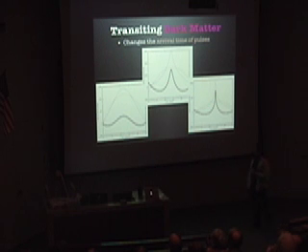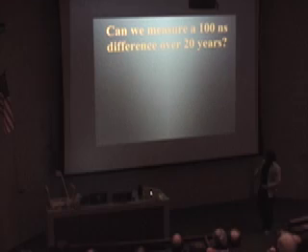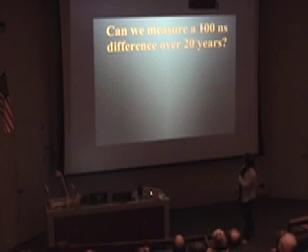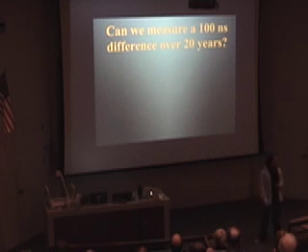But can we do this? Do we have the accuracy to do this? Because if we see one of these things, then we know what type of dark matter we have. And if we don't see one of these things, then we can put limits and say, well, if we do have dark matter of this type, it's less than this amount. So what can we say about that? Can we measure a 100 nanosecond difference over a 20-year time span?